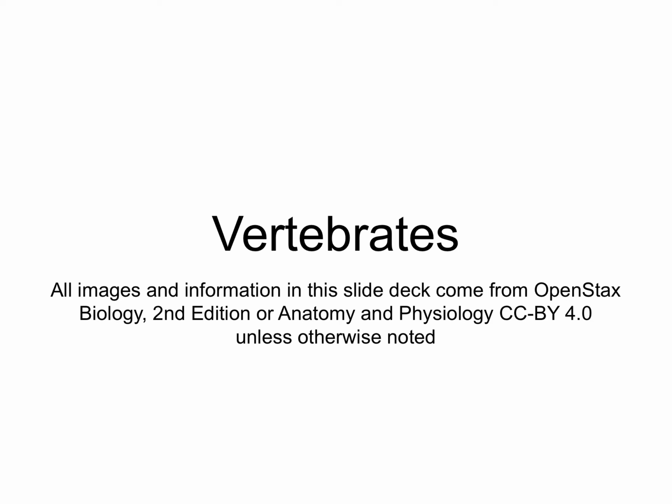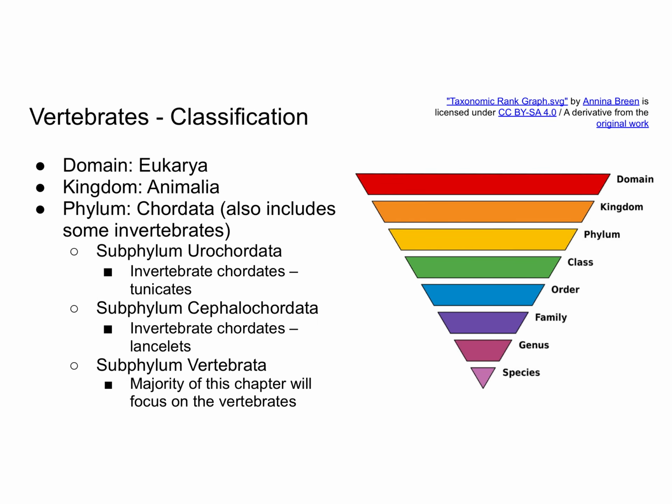In this video, we're going to talk about an introduction to vertebrates. So starting out, let's talk about the classification or taxonomy of vertebrates. You can see on this triangle over here that domain is the broadest level of classification. And then as you go through the different layers or levels of classification, things become more and more specific until you get down to the species level, and every single type of organism has its own species designation.